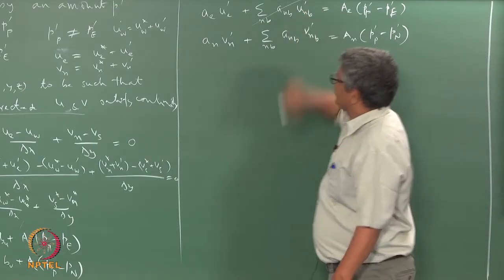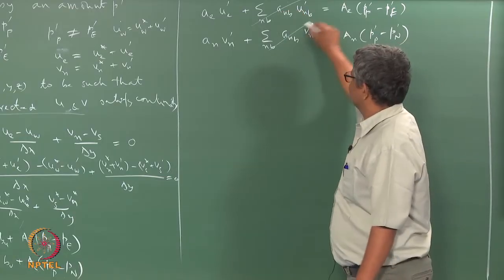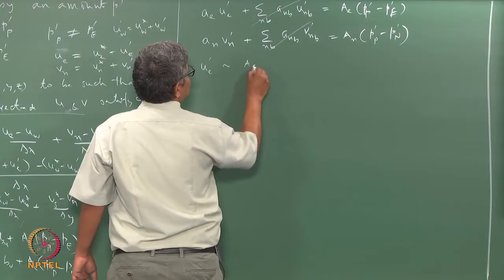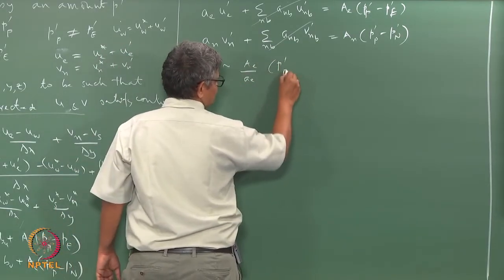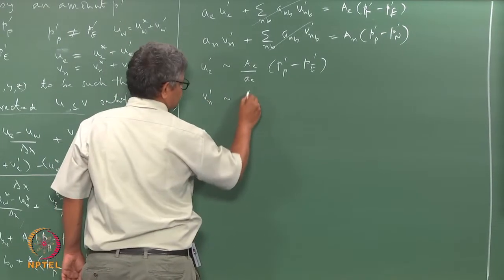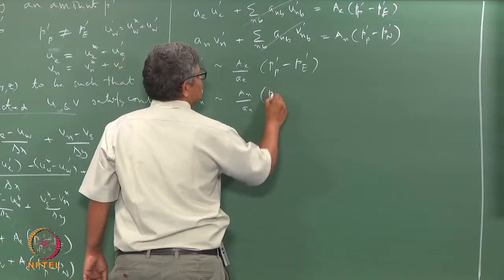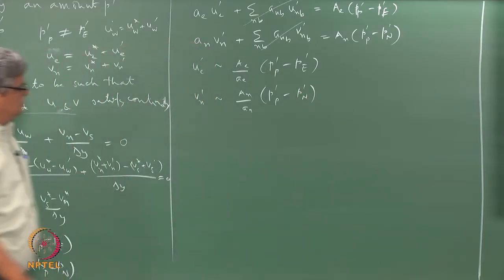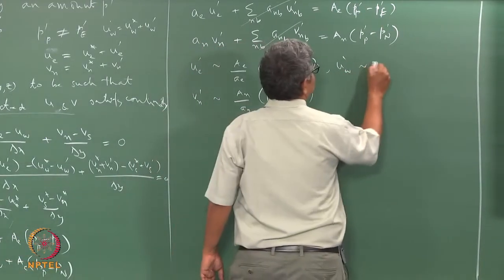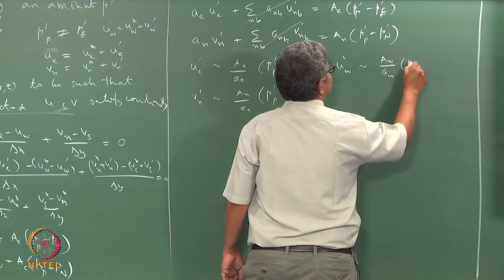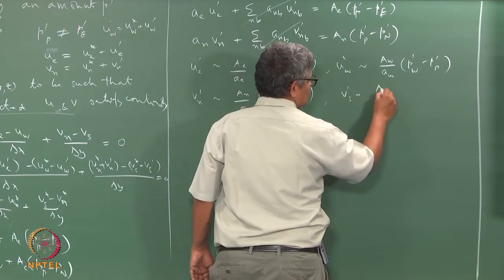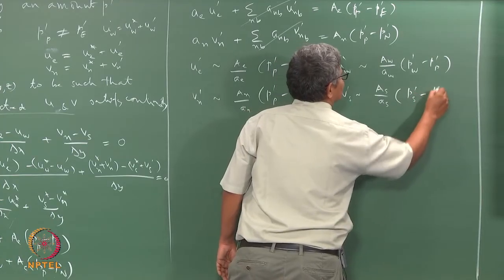We can say that let us just cancel this, let us neglect this, and let us neglect this. Therefore, let us write that UE prime is roughly equal to AE by small a E times P prime P minus P prime E. And similarly, from this we can get Vn prime is roughly equal to An by small a n times P prime P minus P prime n. And similarly, we can write the velocity correction at the west face is given by A west by small a west times P prime west minus P prime P, and V prime south as being roughly equal to AS by small a S times P prime S minus P prime P.